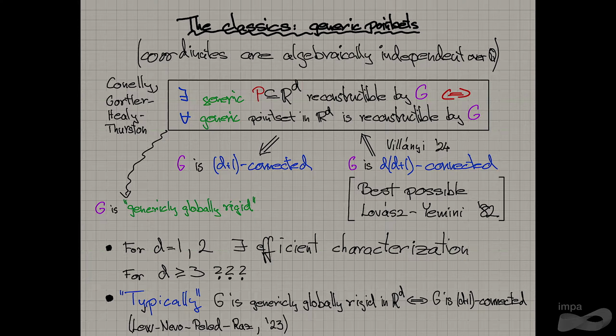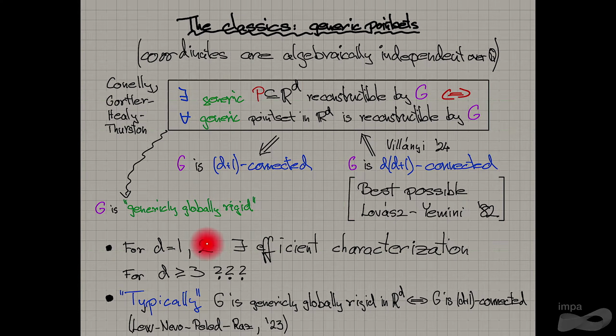And this is an important property. So people really studied it, they were trying to understand and still trying to understand what this means exactly. And for D equals 1 and 2, there exist efficient characterizations. But for D at least 3, we don't know such. By efficient characterization, I mean that it is in P to decide the property. But for D at least 3, no such thing is known.